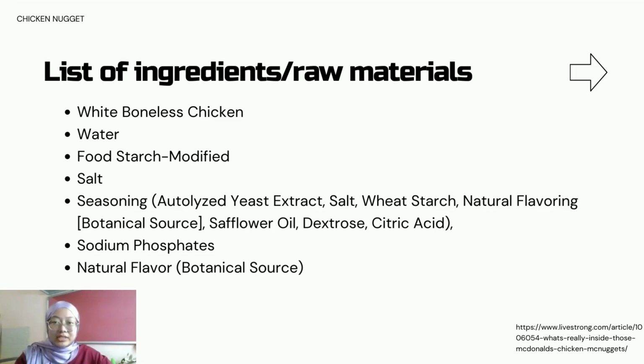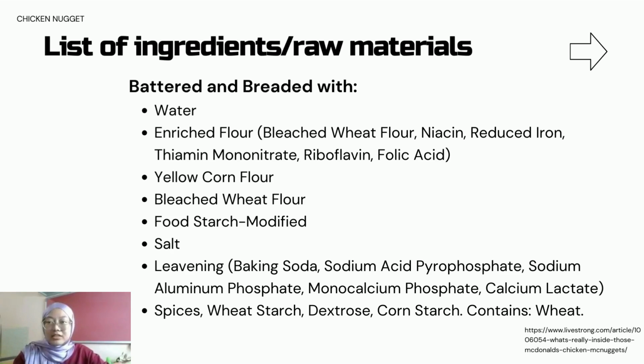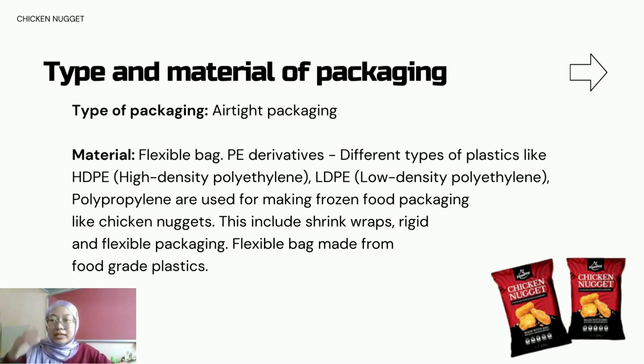The ingredients we need to make a chicken nugget are white boneless chicken, water, modified food starch, salt, seasoning, sodium phosphate, and natural fiber. As for the batter, we need water, enriched flour, yellow corn flour, bleached wheat flour, modified food starch, salt, leavening, spices, wheat starch, dextrose, and cornstarch that contains wheat. For the type and material of packaging, we use airtight packaging, and the material is a flexible bag.